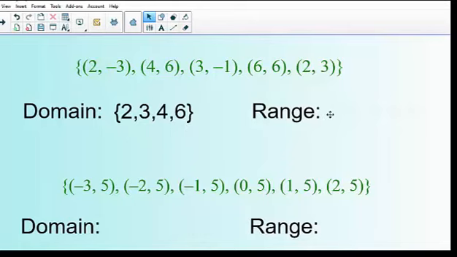For range, I know that range is the set of all y values, so I'm going to identify my y values, write them in order from least to greatest, and put them in brackets. So my range, or all of my y values, is -3, -1, 3, and 6. Now I would like you to pause the video and complete the second example for ordered pairs. Given this set, identify the domain and the range. After you've done that, continue on with the video.